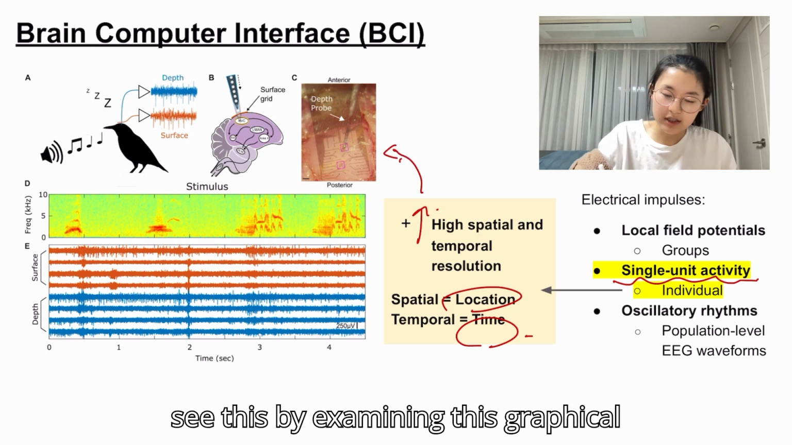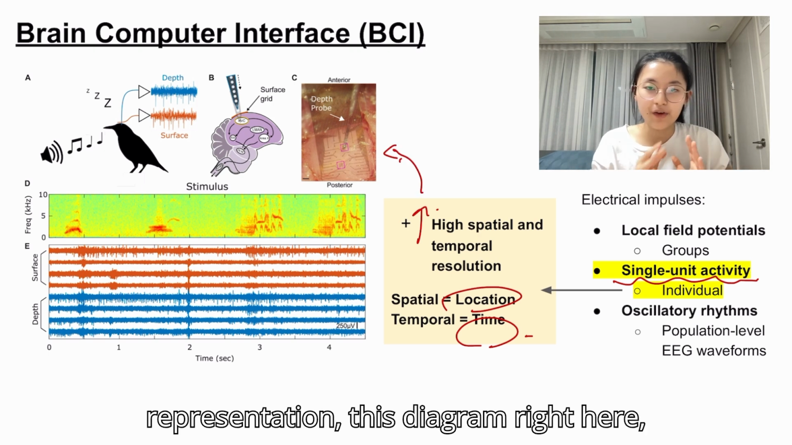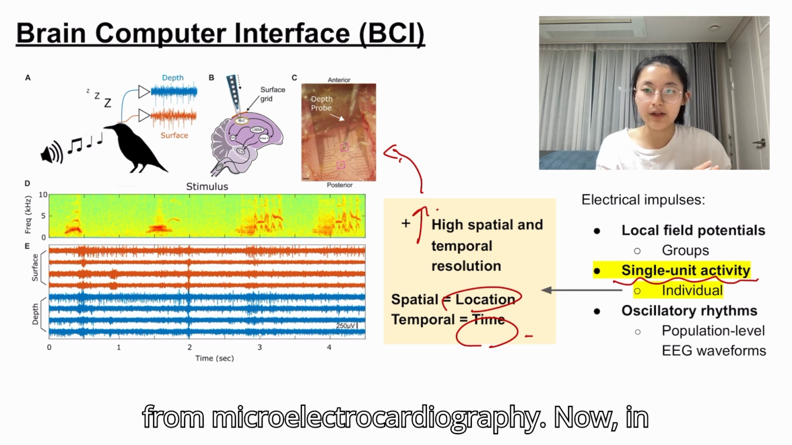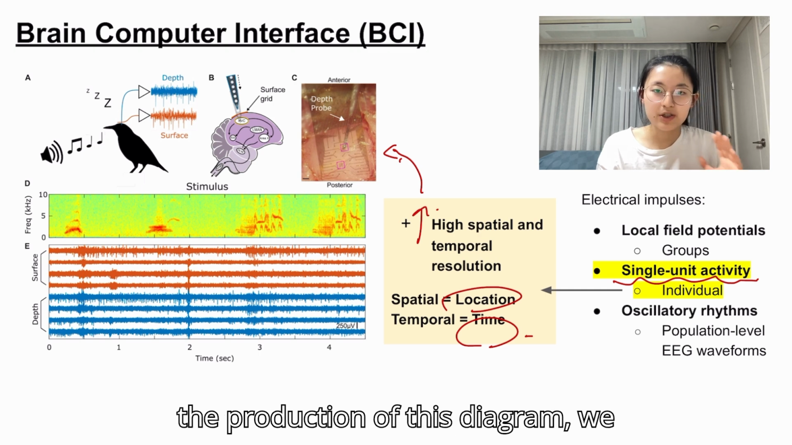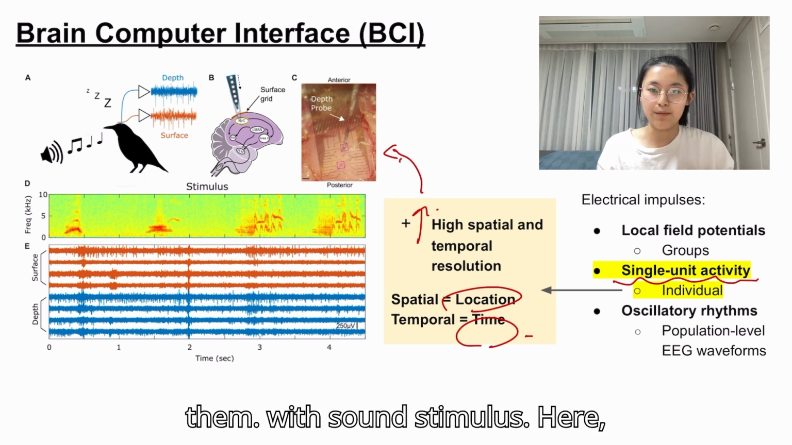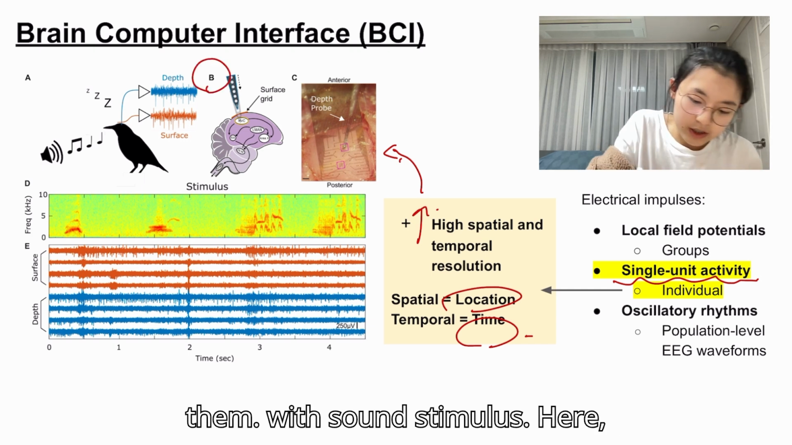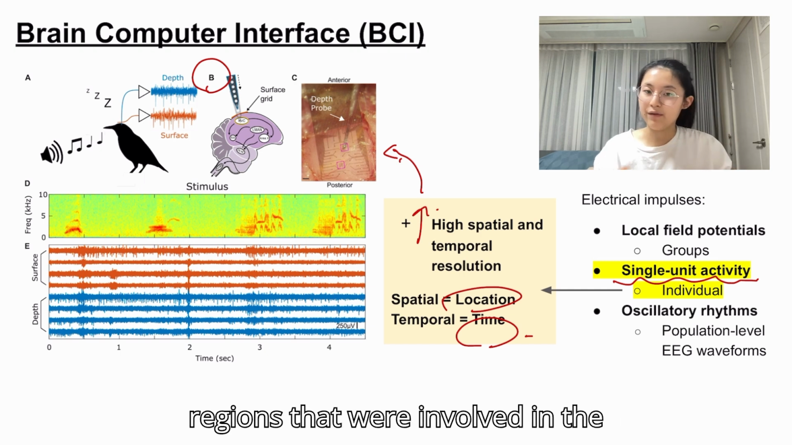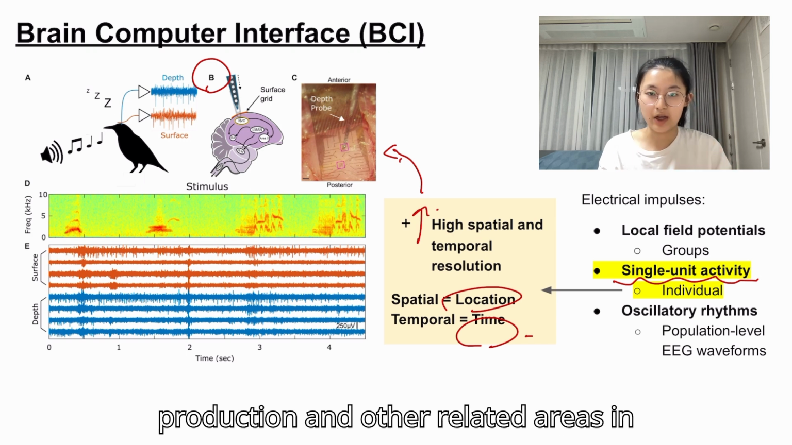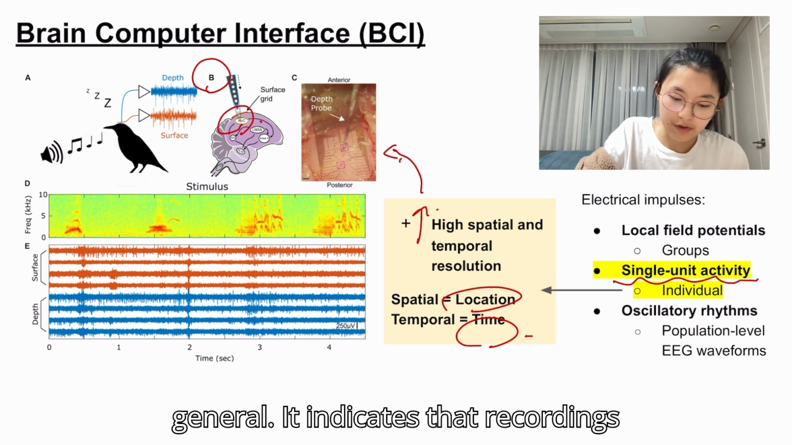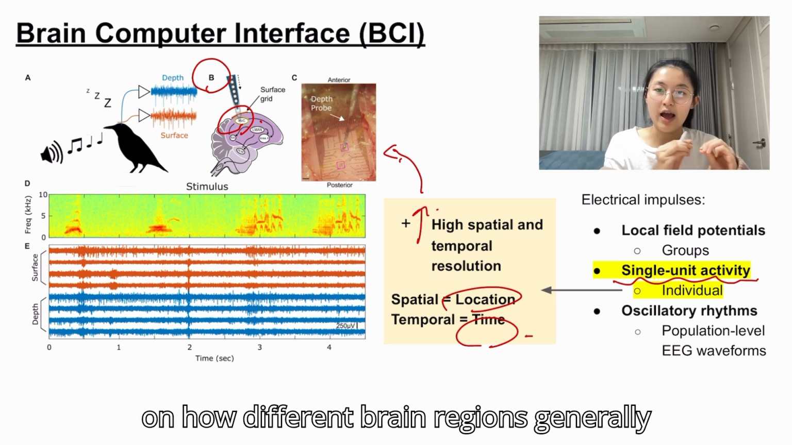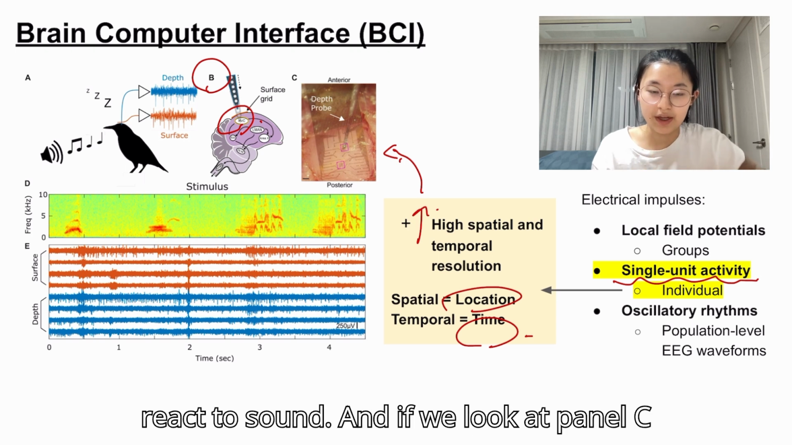We can see this by examining this diagram right here, which is a graphical representation of the stimulus-driven single unit activity from microelectrocorticography. In the production of this diagram, we examined neural signals in a songbird's brain while providing it with a sound stimulus. Here, panel B details the brain regions that were involved in the processing of these sounds, such as the HVC, also used for song learning and production, and other related areas. It indicates the recordings were targeted, which focuses on how different brain regions react to sound.